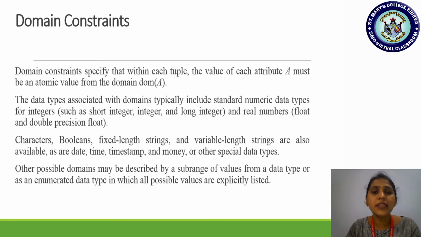See, these categories, this class information, that is fresher, sophomore, this lengthy text is being given as a code. So fresher is given which code? 1. Sophomore is given as 2, like this. So within this subrange of values only, we have to choose one of the class values and enter it, right? So other possible domains may be described by a subrange of values from a data type or as an enumerated data type, like I just now told you.